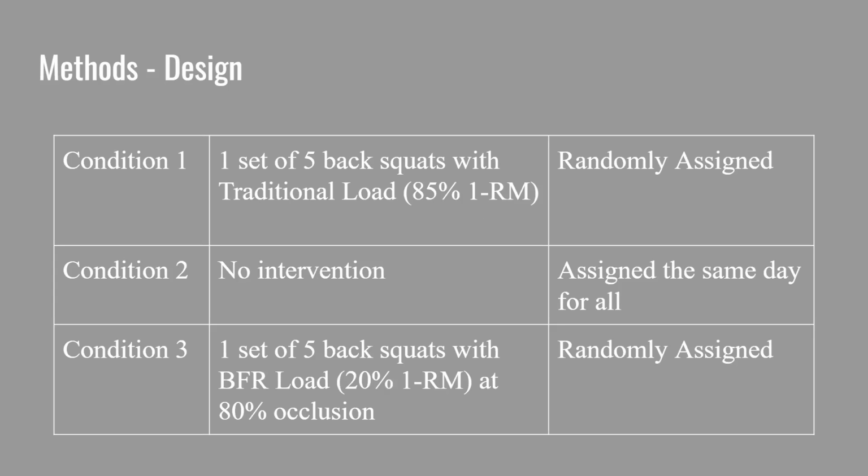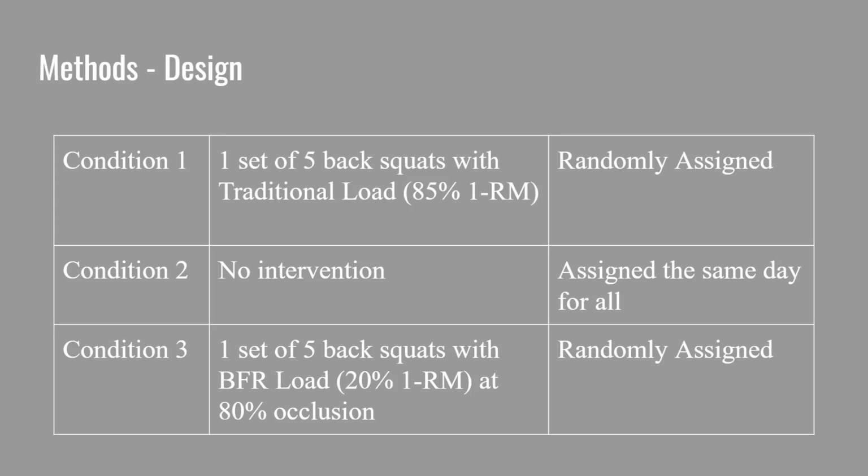So for the conditions, the testing sessions were assigned on a Monday, Wednesday, and then the next Monday for no particular reason. All the sessions were held in the morning, 10 a.m. to 12 p.m. Condition 1 was 1 set of 5 back squats with traditional loading, so 85% of each person's 1 RM. Condition 2 was no intervention at all. Condition 3 was 1 set of back squats with BFR load, which was 20% of 1 RM, and the cuffs were occluded at 80% arterial.